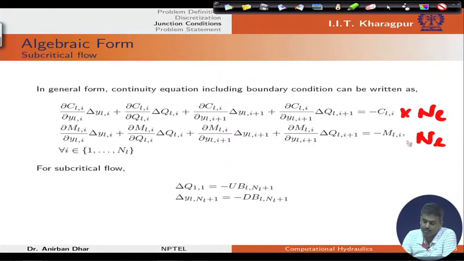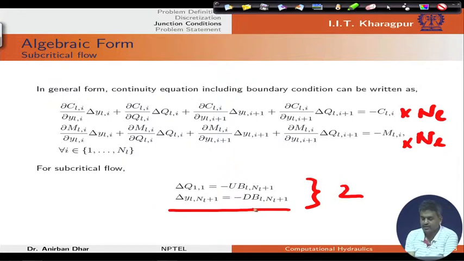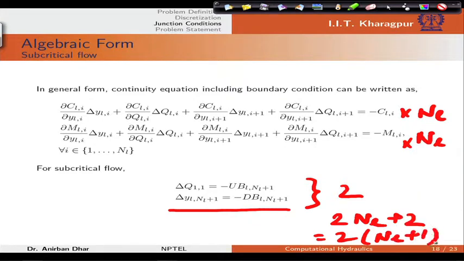Now, first one is from momentum, second one is from continuity, and if you have two boundary conditions, this is a subcritical boundary condition at the downstream boundary, and at the upstream boundary if you have a specified boundary condition, then we can directly utilize that for the solution process. Now, with these conditions we have 2 NL plus 2, that means 2 NL plus 1 number of equations. Now, we can solve this system and we can get the solution for the problem.